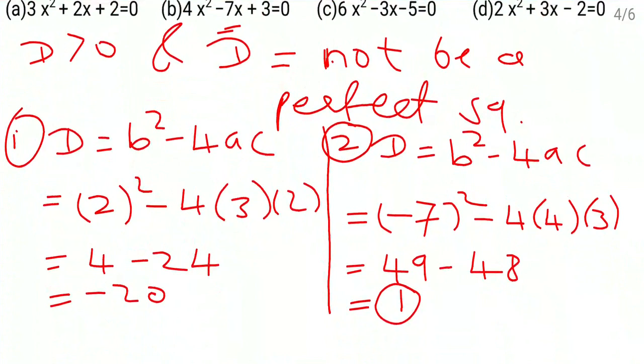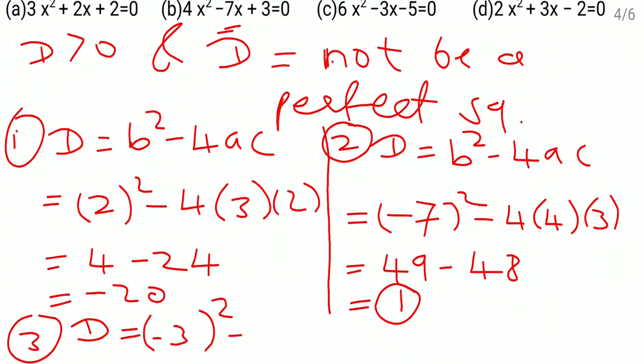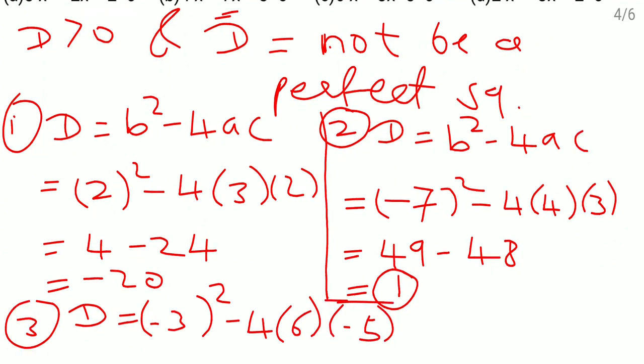See here, the third one I'll go. Third one, once again, D is equal to b square minus 4ac. In the third case, b is minus 3. Minus 3 square minus 4 times a, and this one is minus 5. Be careful about the sign. Now just check this one.